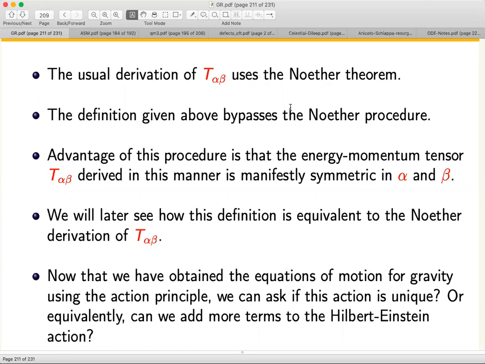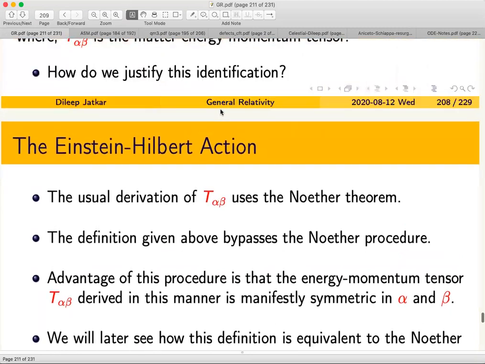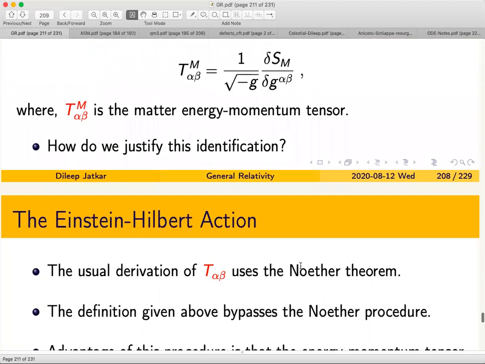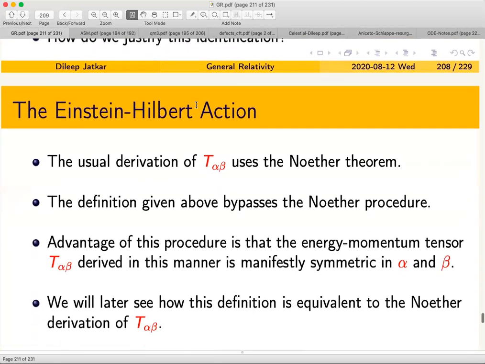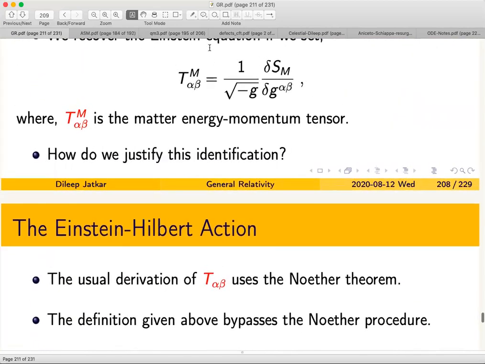Fine. So now we can ask a question. As I said, I am not going to give a complete justification as to why this is called T alpha beta, but at one point one could just sit down and compute the T alpha beta from the Noether theorem, compute T alpha beta using this, and show that the difference between those two tensors is a total derivative. This we are going to use as a definition.